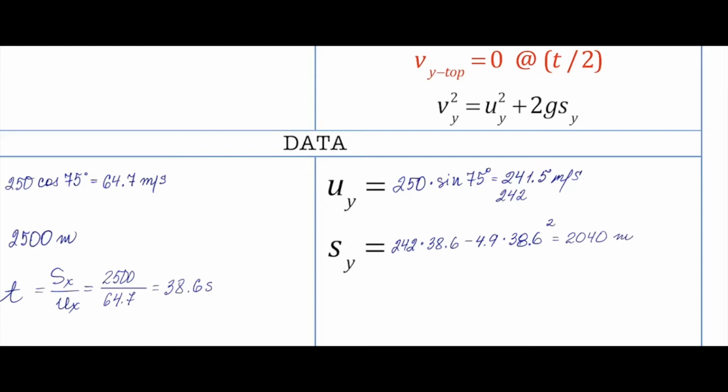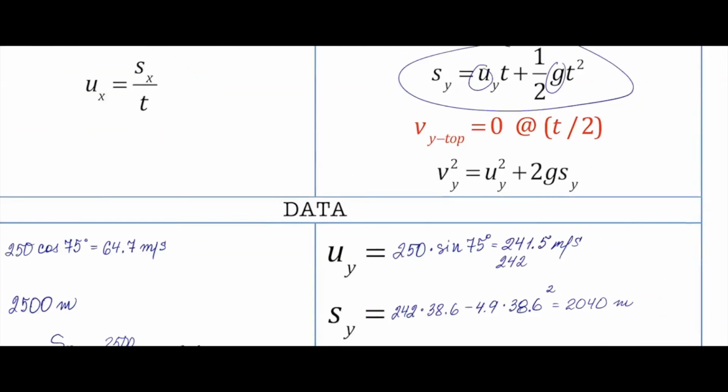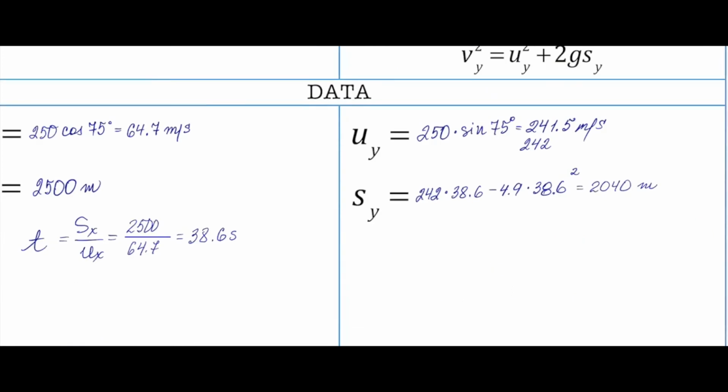Oh my goodness, I'm writing so crookedly. Oh, sorry about that. So now let's see, how tall is our mountain? This is the height of the mountain, 1800. So then we just need to answer the first question. I'm going to do 2040 minus 1800, 240 meters. So they're not destroying the mountain.